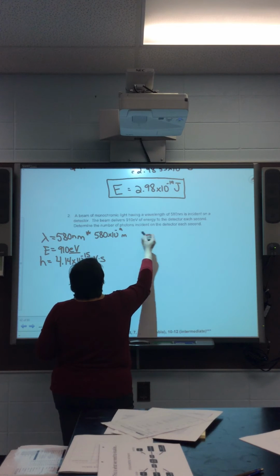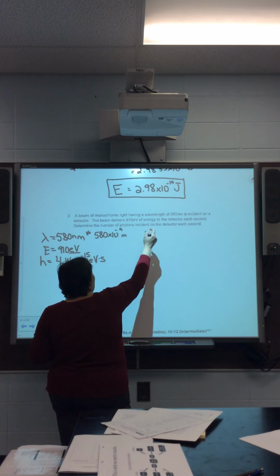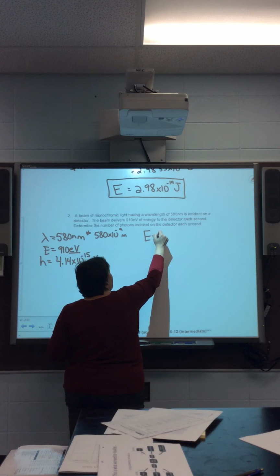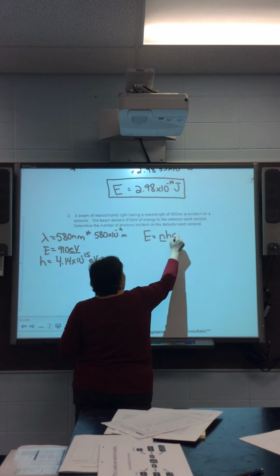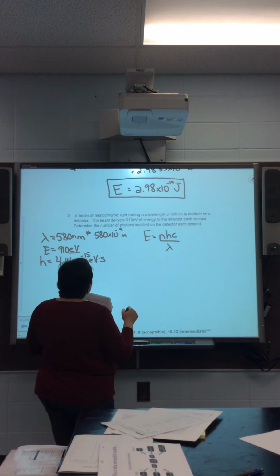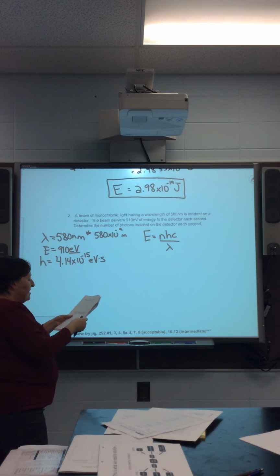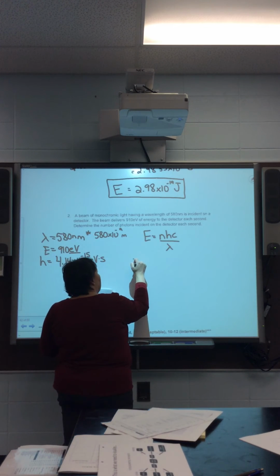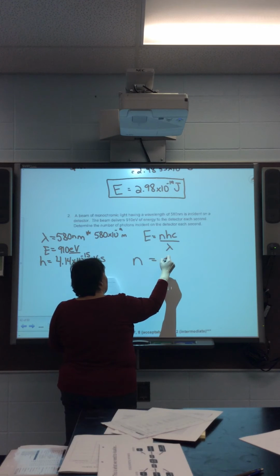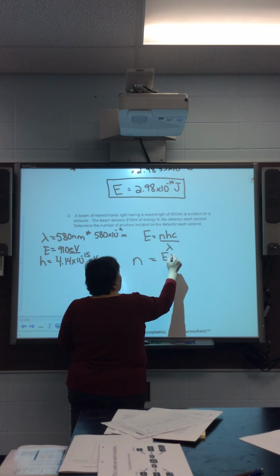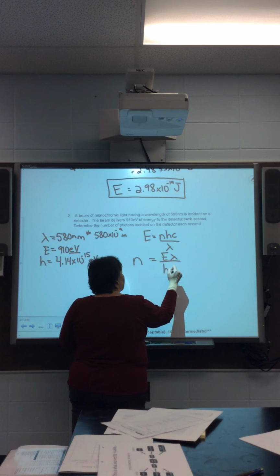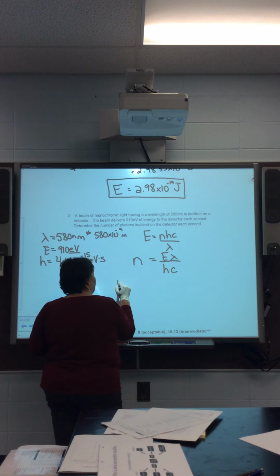So when we want to find the number of photons, we're looking at this. And why am I choosing this one? Because that's what this formula is choosing. And so then we can isolate for n, which is equal to energy times wavelength over Planck's constant times the speed of light.